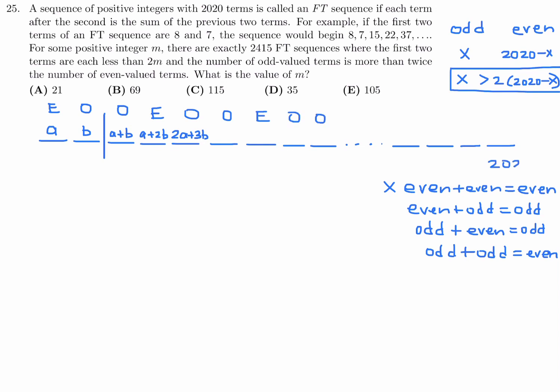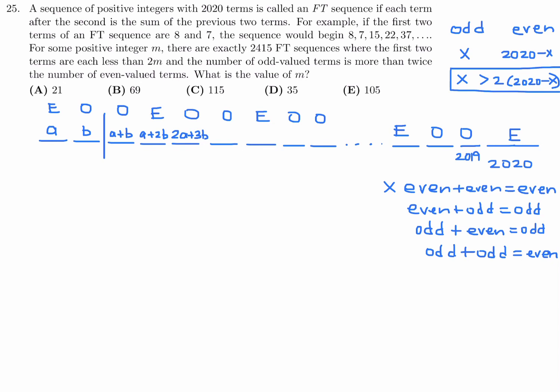Now, we're going all the way to the 2020th term. So this EOO, EOO, EOO will keep continuing, right? Now, what happens at the very end, though? Well, if this number was perfectly divisible by 3, it would just end as EOO. But it's not divisible by 3. 2019 is divisible by 3. So that basically means that this ends like this, because this is the 2019th term. And the very last one will be E, because it's part of the EOO repeating sequence.